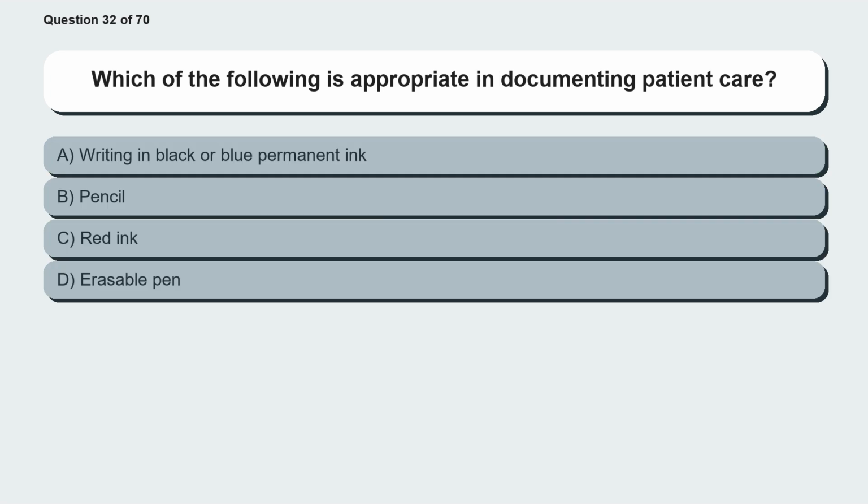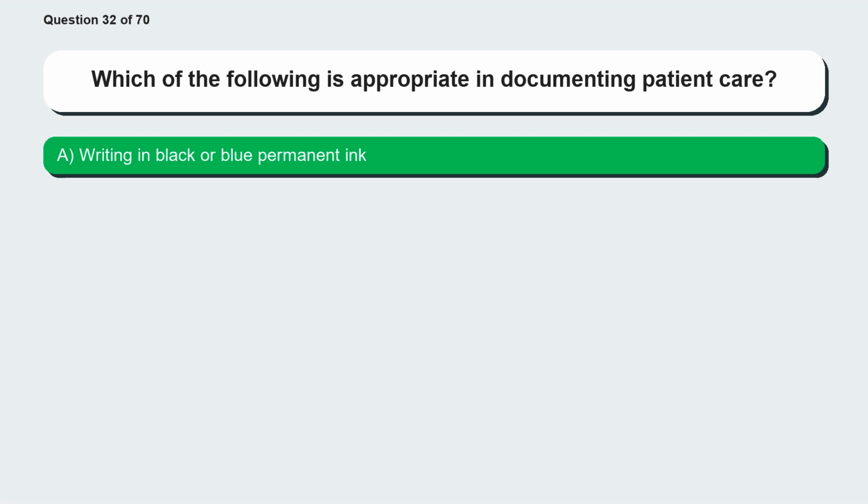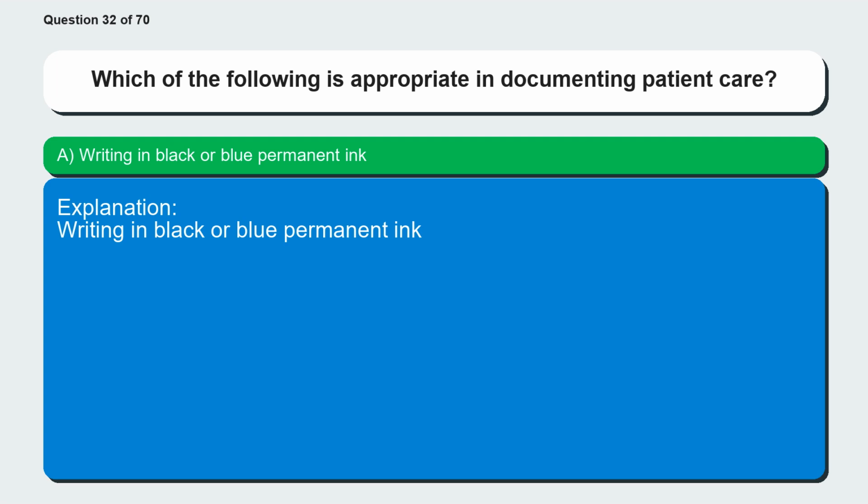Question 32. Which of the following is appropriate in documenting patient care? Option A. Writing in black or blue permanent ink. Option B. Pencil. Option C. Red ink. Option D. Erasable pen. The correct answer is option A. Writing in black or blue permanent ink.